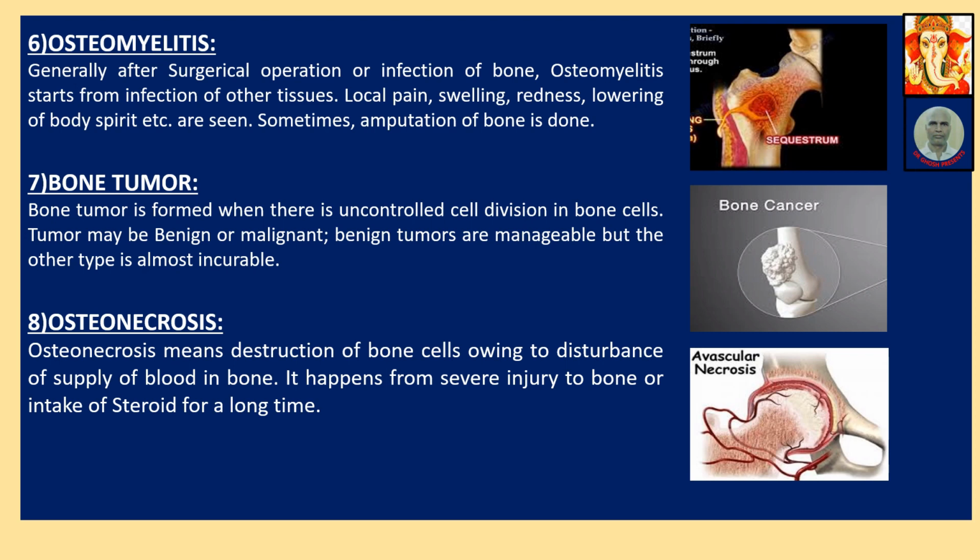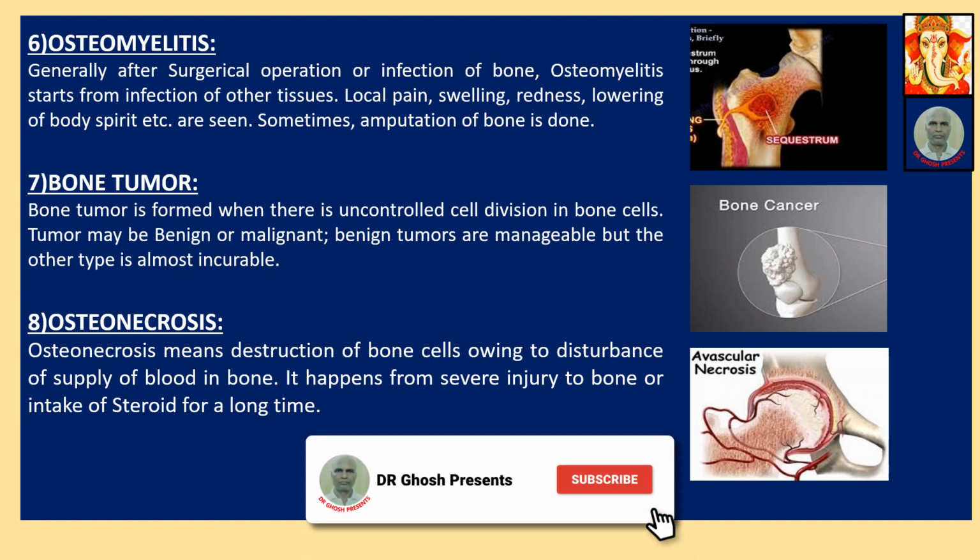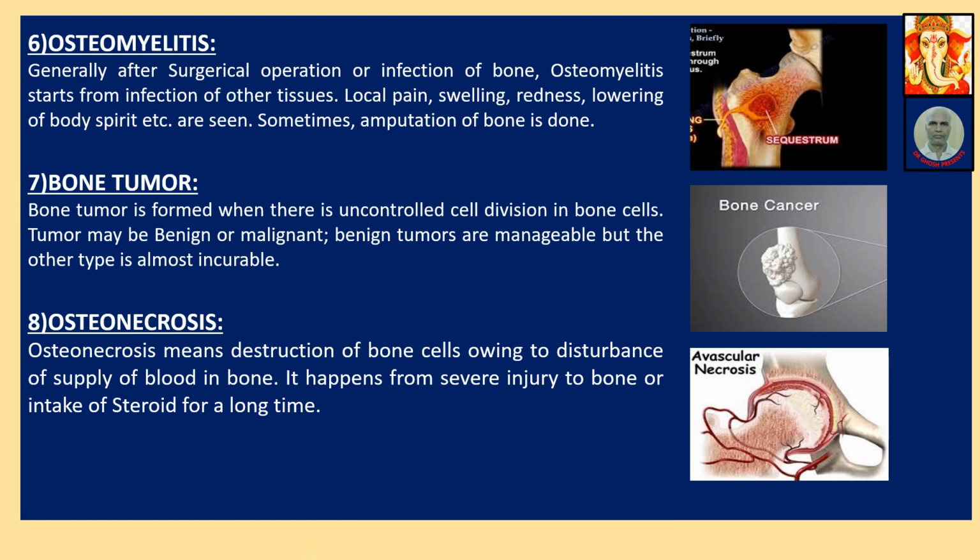Number 6, osteomyelitis. Generally after surgical operation or infection of bone, osteomyelitis starts from infection of other tissues. Local pain, swelling, redness, lowering of body spirit, etc. are seen. Sometimes amputation of bone is done. Number 7, bone tumor. Bone tumor is formed when there is uncontrolled cell division in bone cells. Tumor may be benign or malignant. Benign tumors are manageable, but malignant tumors are almost incurable. That is bone cancer. They are very difficult to manage.